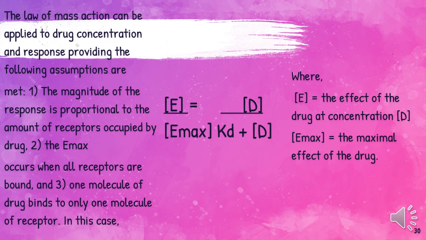In this case, what will happen? E over Emax equals the concentration of drug divided by Kd plus the concentration of drug.